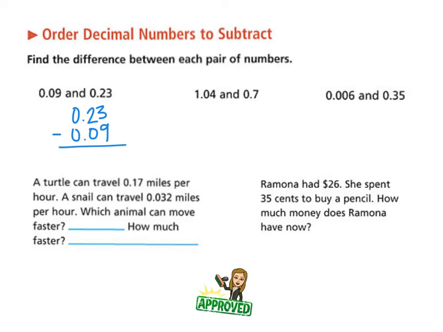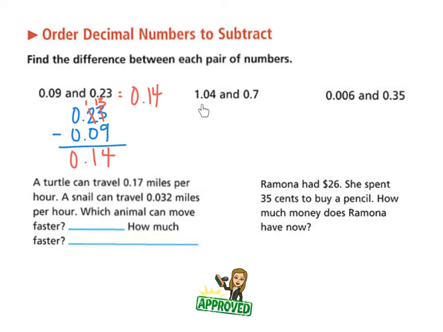Now I can subtract. Well, I can't do 3 minus 9. I have to borrow a 10. So that becomes 13 minus 9, which is 4. 1 minus 0 is 1. Bring down the decimal point. No whole numbers. So the difference between those two decimals is 14 hundredths.